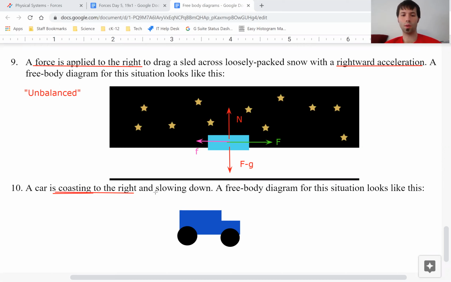And slowing down. A free body diagram that fits the situation looks like this. Before we draw anything, let's think about whether this is balanced or unbalanced. Is there acceleration? Remember, acceleration means a change in velocity. If something is slowing down, it is changing velocity. So this is unbalanced.